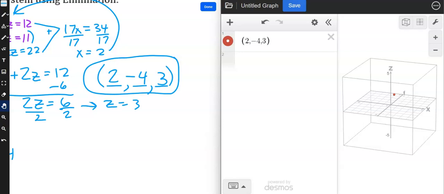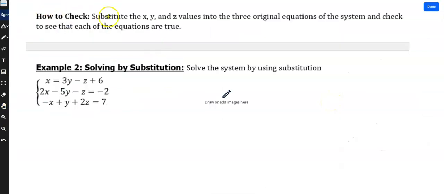Now, could we have graphed all three planes and had it find the intersection? I don't know. But you're not going to be able to use the Desmos 3D Grapher for testing. So you can't get used to it. This is an algebra class. You've got to learn how to do algebra. Okay, so how do you check to see if you're right? You can substitute the x, the y, and the z values into the three original equations of the system and check to see that each of the equations is true. So in that last example, we could literally plug in 2, -4, and 3 for each x, y, and z and find out if we do indeed get those values, which we would, but it has to be true.